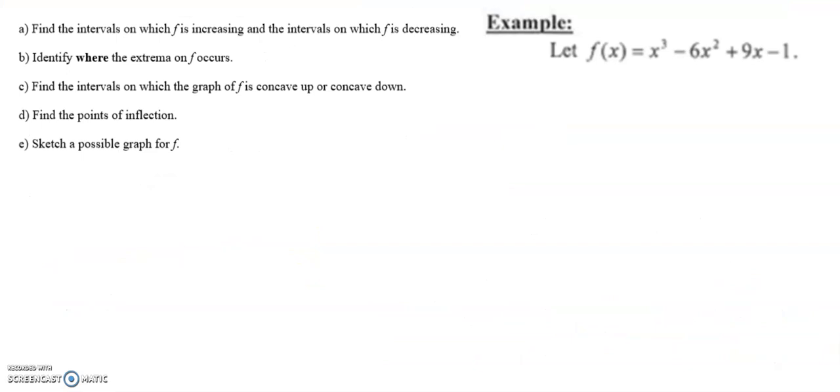All right, this next one is a long one. This is taking everything we've learned, doing a full analysis, finding all the things to sketch a possible graph for f. So I want you to pause your video and try to find all of this stuff, and then unpause when you're ready to compare. Pause now.